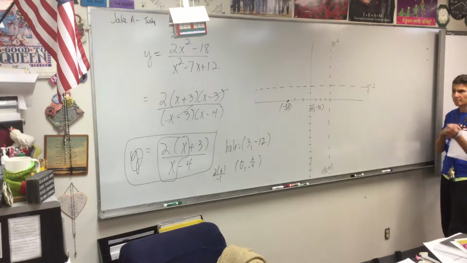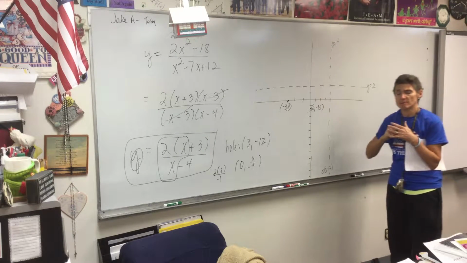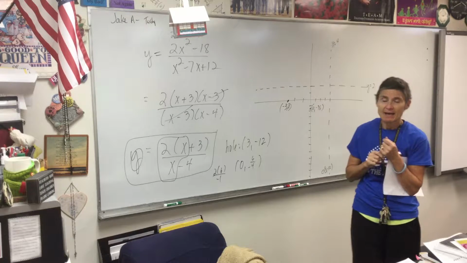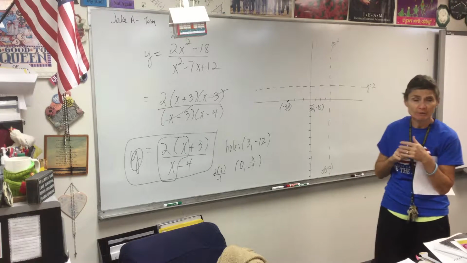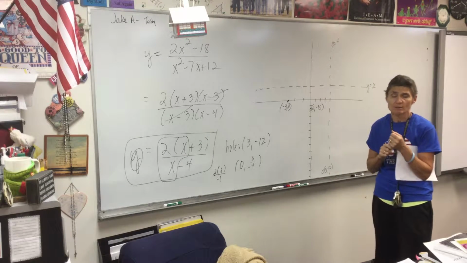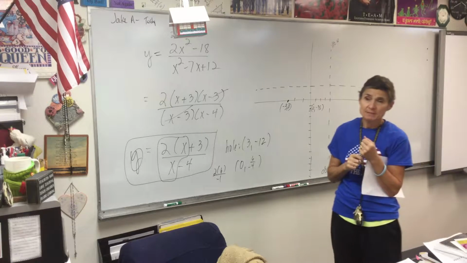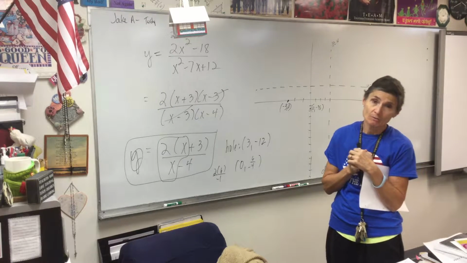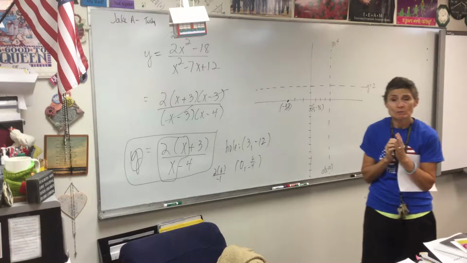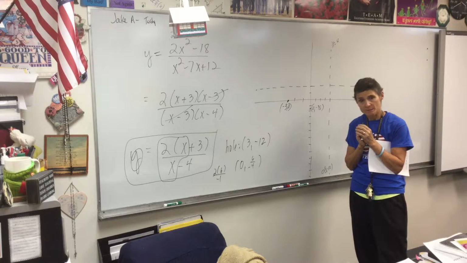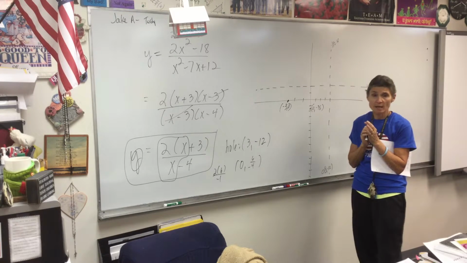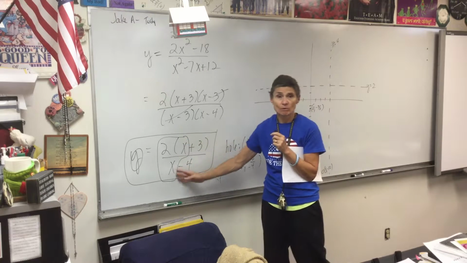Okay, one more time. X-intercepts come from the numerator. What makes the numerator 0? Y-intercepts, let x be 0. Vertical asymptotes, what makes the denominator 0? And horizontal asymptotes, x over x.